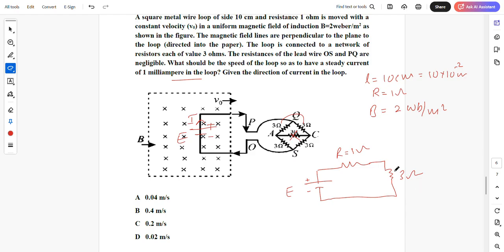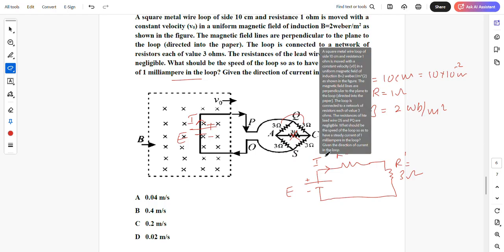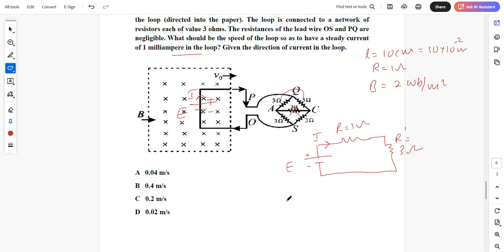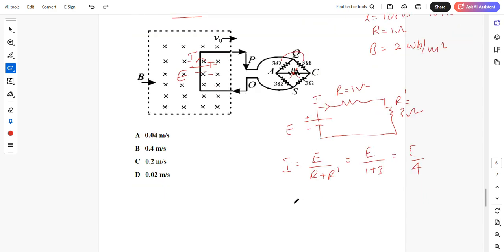Let me call this R dash. R dash is equal to 3 ohm. This is the current I. What is I equal to? I is equal to E by R plus R dash, that is equal to E by, R plus R dash is 1 plus 3 is 4, E by 4. Therefore, E is equal to 4 into I.